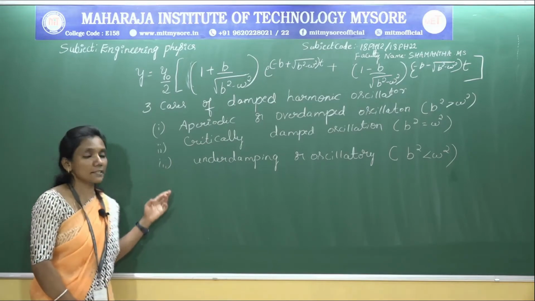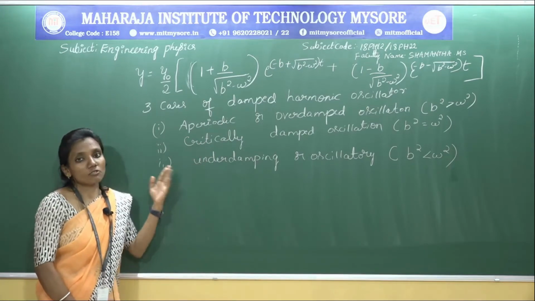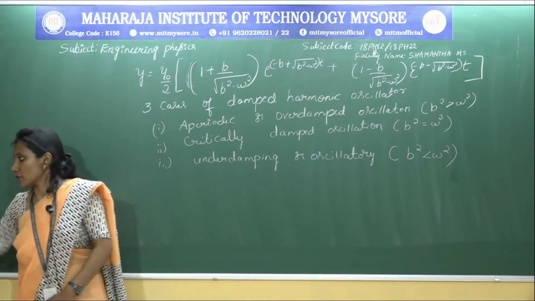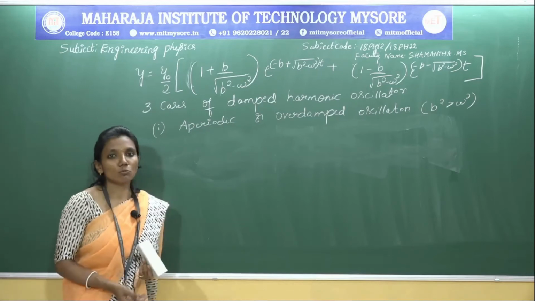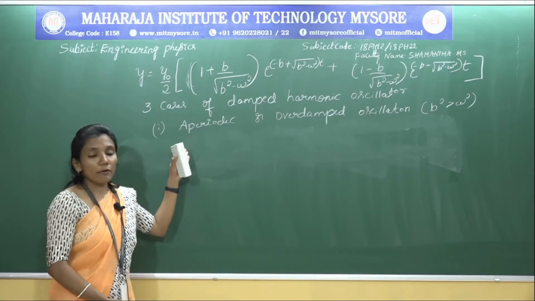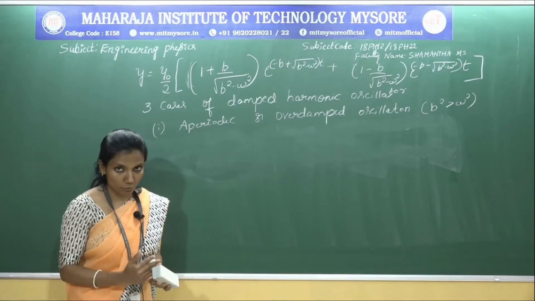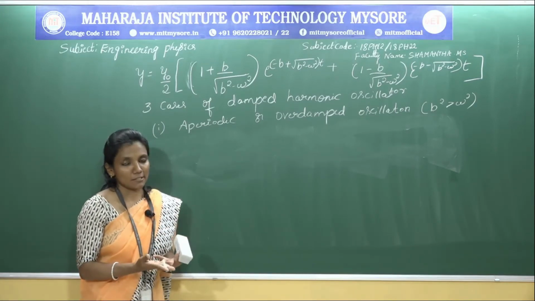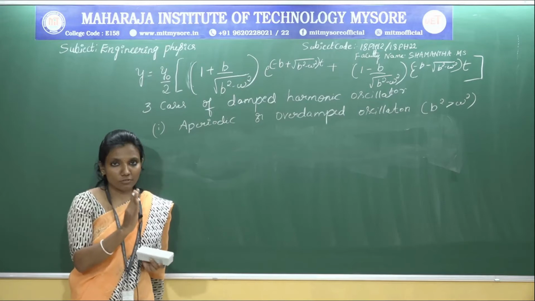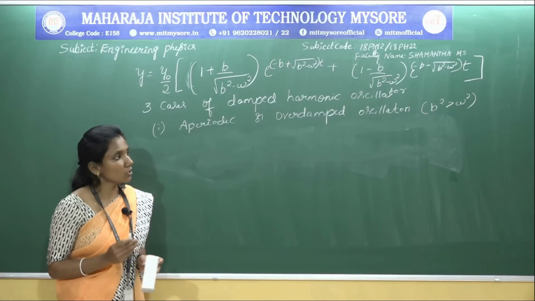Now let us study them one by one, starting with aperiodic or over-damped oscillation, then critically damped, and then underdamped or oscillatory. Periodic oscillation means a motion which repeats itself after a regular interval of time. Aperiodic is the opposite of periodic, that means the body will come back to the equilibrium position without oscillation. It will move and immediately come back to its equilibrium position and halt. So that is aperiodic, or else we call it an over-damped oscillation.